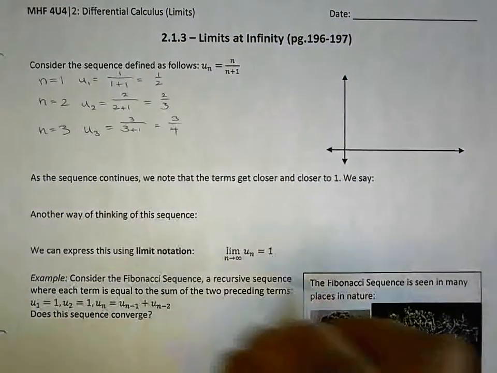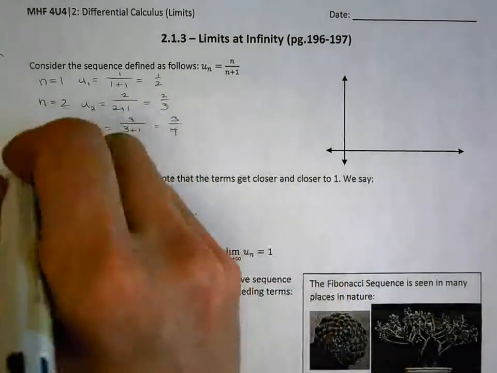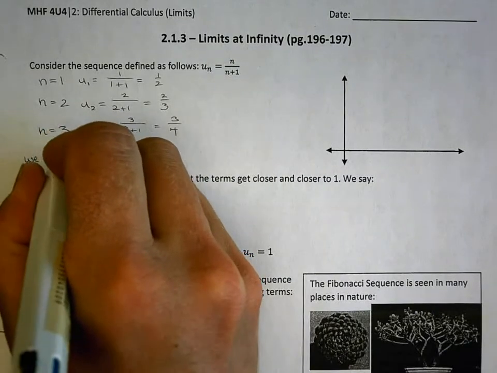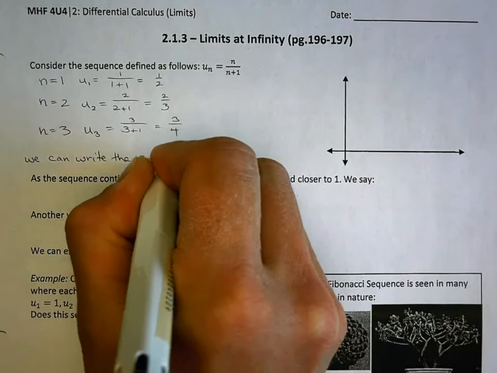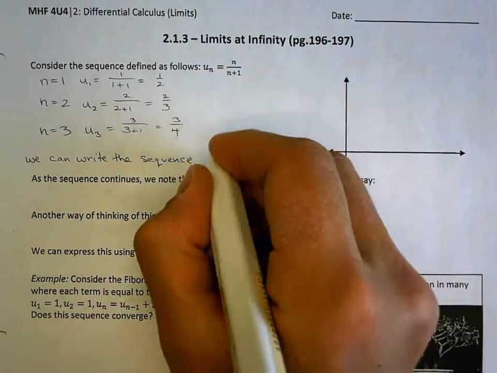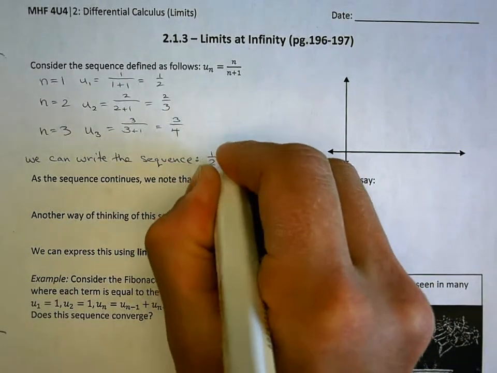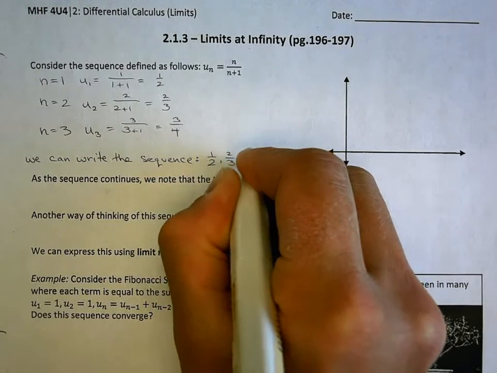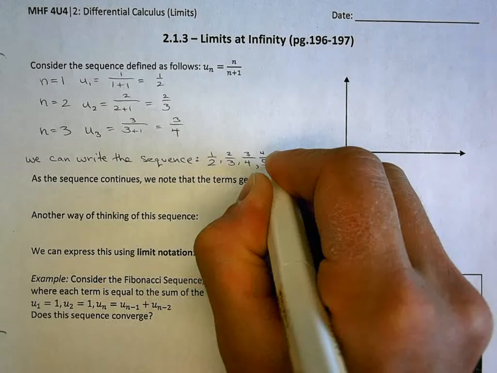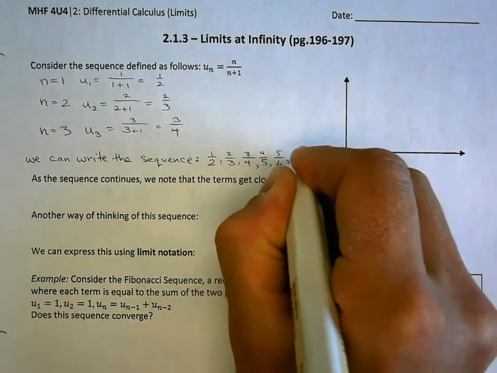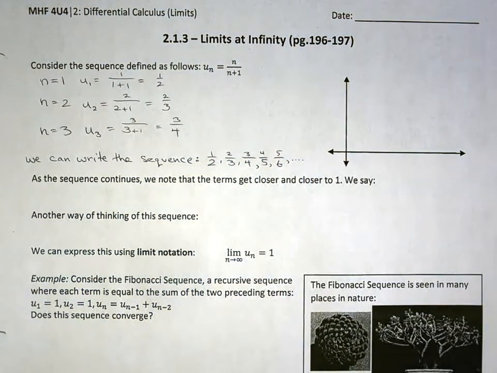Hopefully you see the pattern here, what's happening. We can write the sequence. So it would be half, 2/3, 3/4. If you follow the pattern, it'd be 4/5, 5/6, and dot dot dot, because it goes on forever.